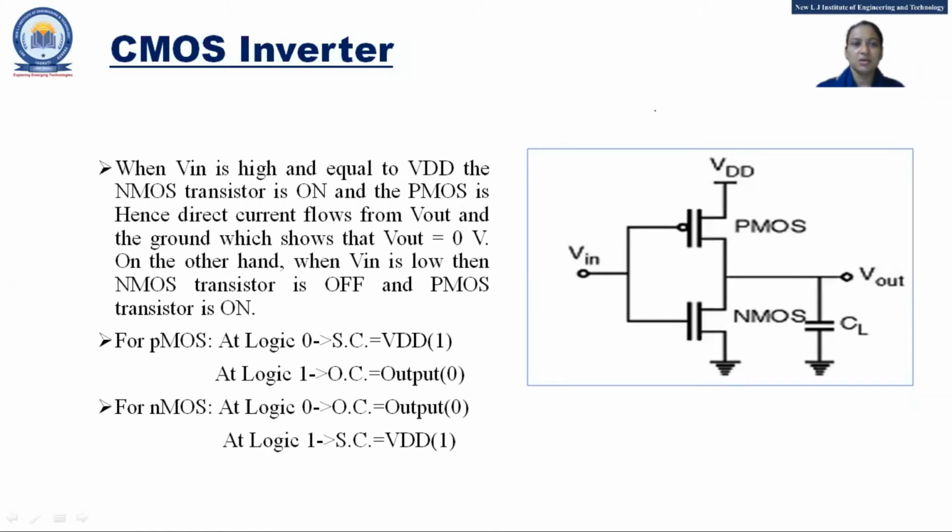Now we will see this CMOS. CMOS, as we all know, is a combination of PMOS plus NMOS. So here in this circuit, we can see that our upper transistor is PMOS and the lower transistor is our NMOS. The current flow for PMOS is source to drain, and for NMOS it is drain to source.